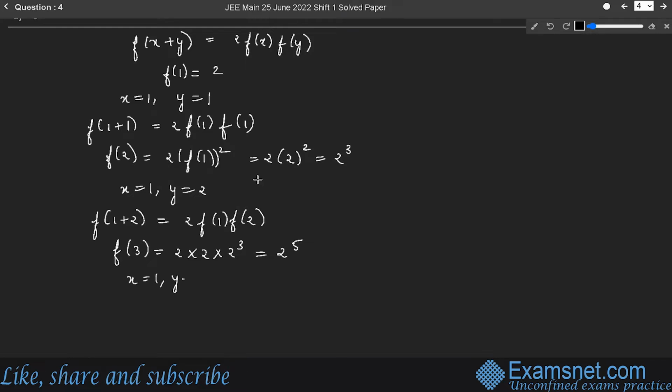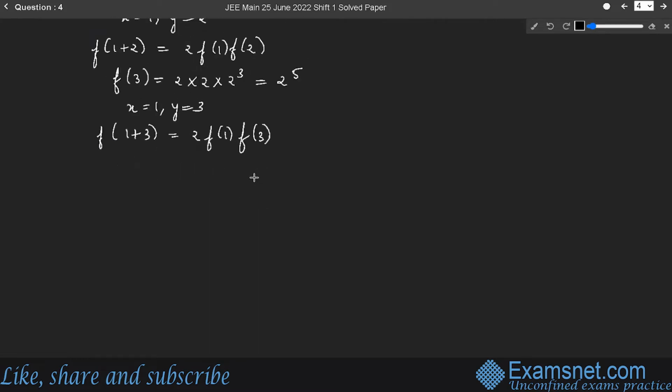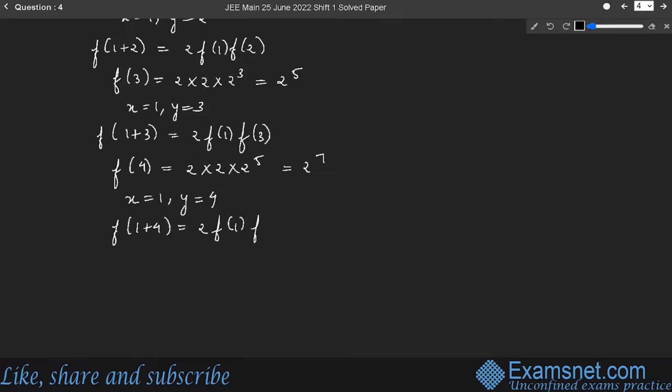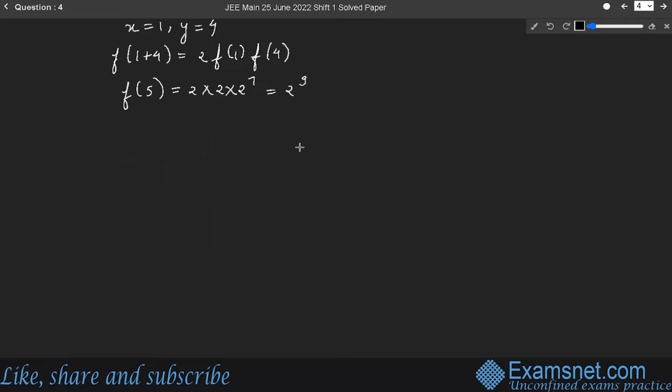Similarly, for x is equal to 1 and y is equal to 3, f(1 + 3) will be equal to 2 into f(1) into f(3). Therefore, f(4) will be equal to 2 into 2 into 2 power 5, so it will be 2 power 7. Similarly, for x is equal to 1 and y is equal to 4, we have f(1 + 4) equal to 2 into f(1) into f(4). So f(5) will be equal to 2 into 2 into 2 power 7, which is equal to 2 power 9.